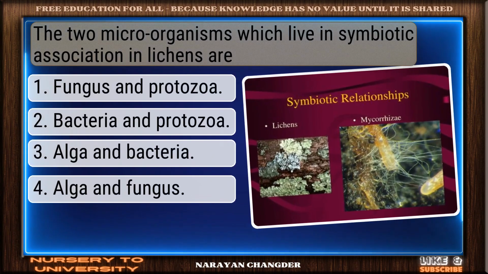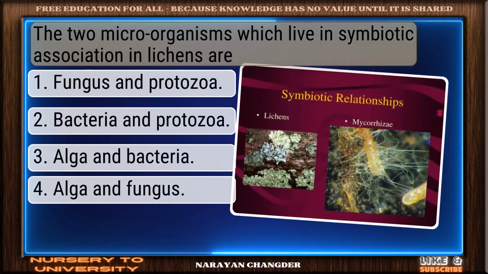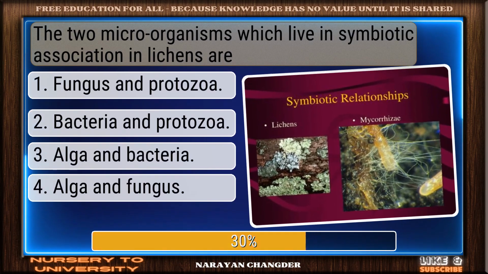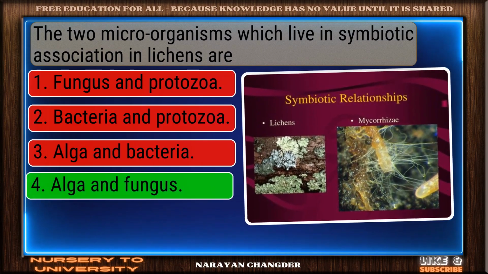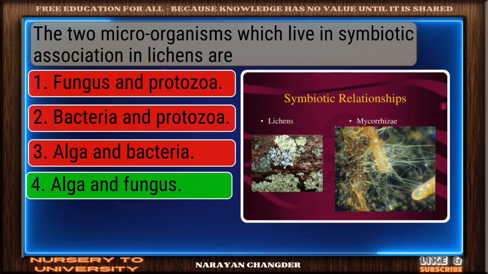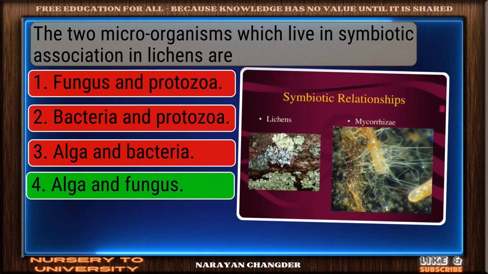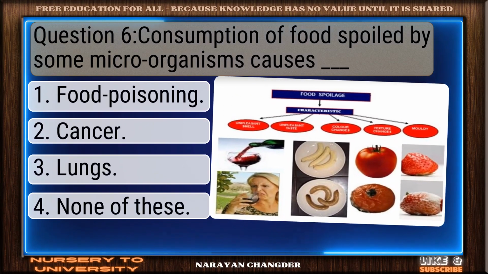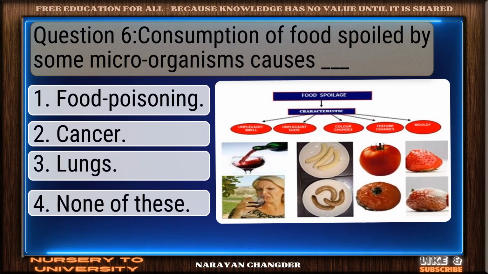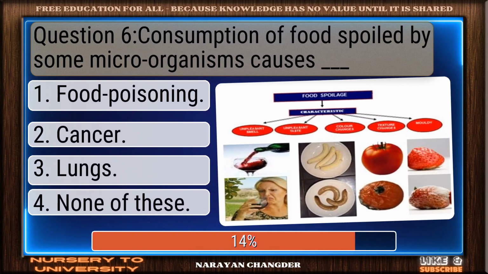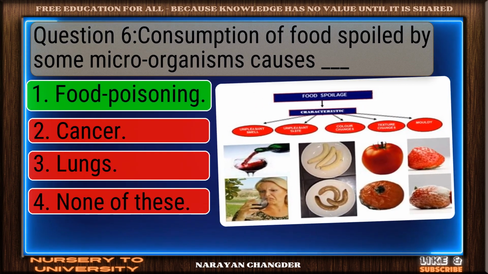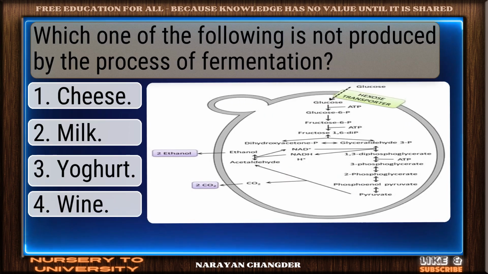The two microorganisms which live in symbiotic association in lichens are dash. Solid response. Alga and fungus is a valid choice. Question 6. Consumption of food spoiled by some microorganisms causes dash. Smart move. Food poisoning is an accurate answer.